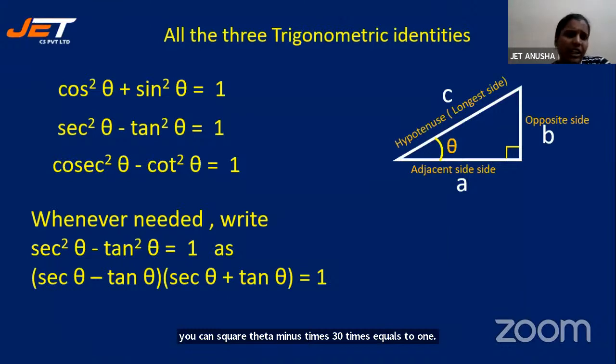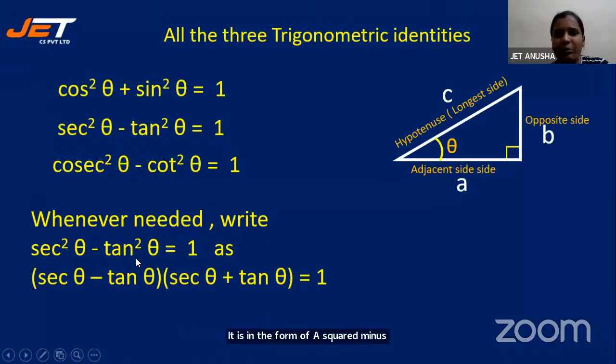So whenever you are doing the sums, you can rewrite secant square theta minus tan square theta is equal to 1, as it is in the form of a square minus b square. A square minus b square formula is a minus b into a plus b. So in place of a you take secant theta, in place of b you take tan theta. a minus b is secant theta minus tan theta. a plus b is secant theta plus tan theta, that is equal to 1. So whenever you are doing the sums, you can rewrite it.